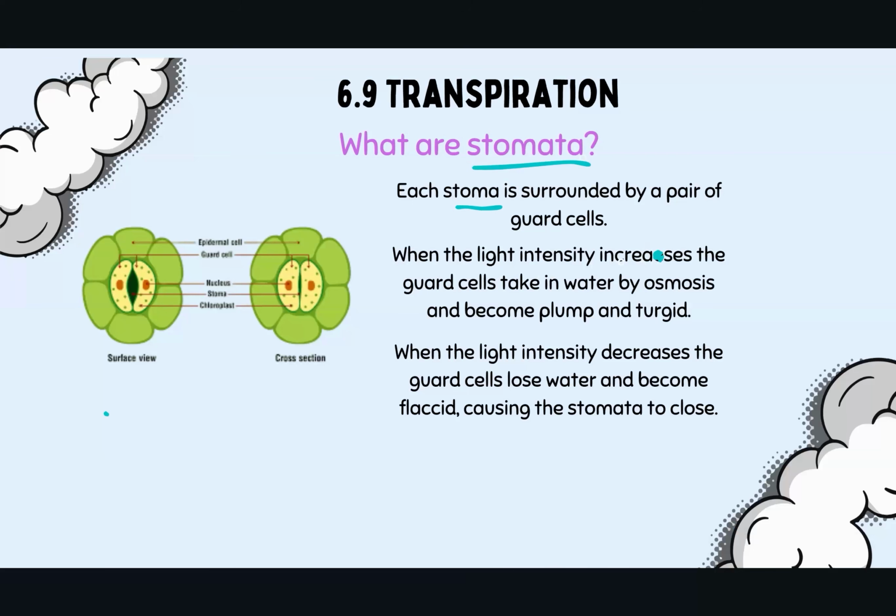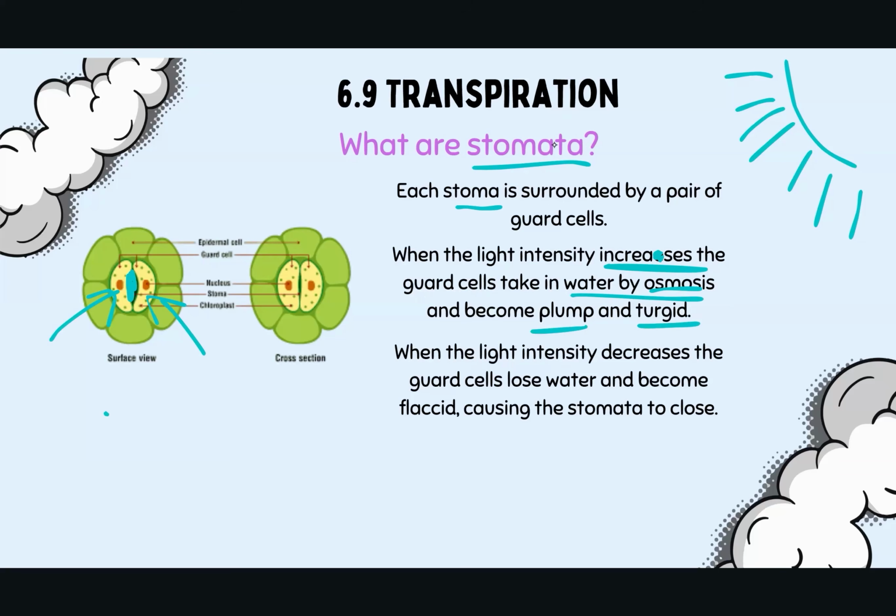When the light intensity increases, the guard cells take in water by osmosis. So on a very sunny day, where the sun is quite intense, guard cells take in water, so water enters by osmosis and they become plump and turgid. When they're plump and turgid, they actually look more like a bean shape. So they open up and the stomata can be seen. Stomata just means that hole in the middle that I've highlighted blue there.